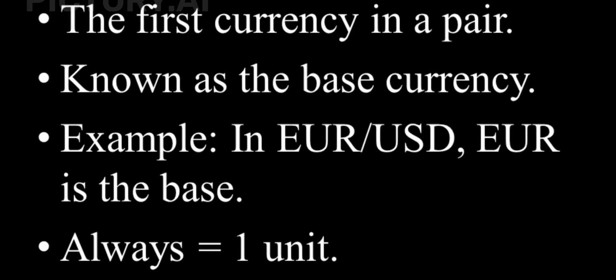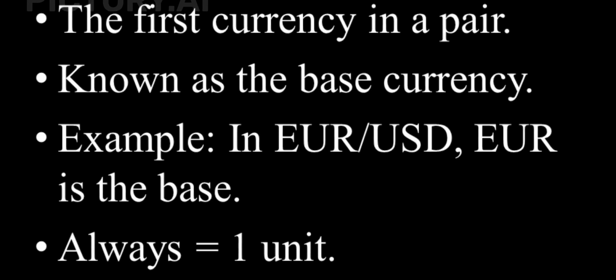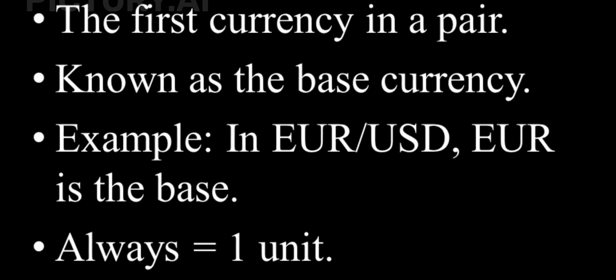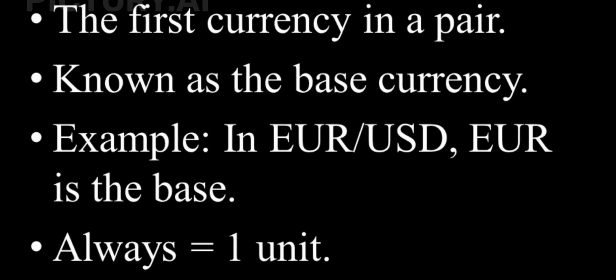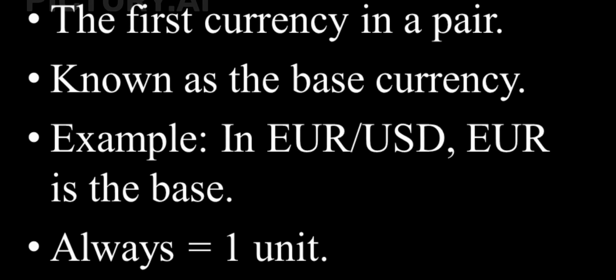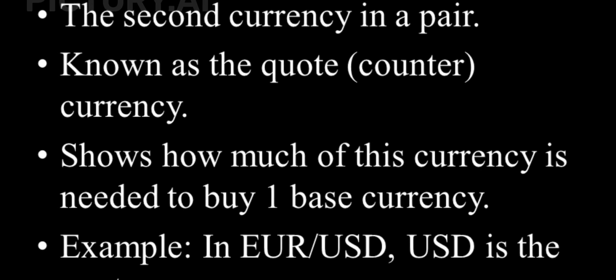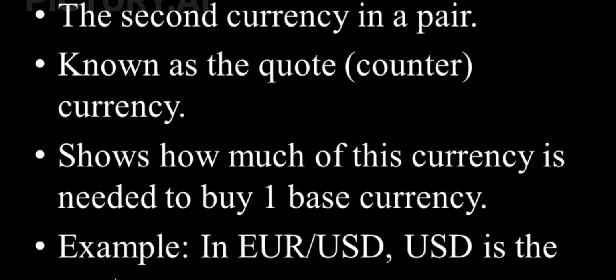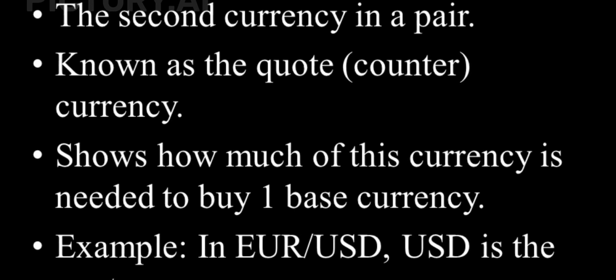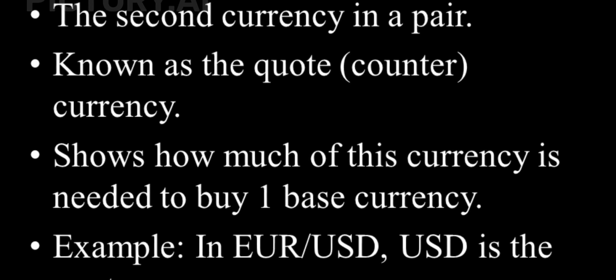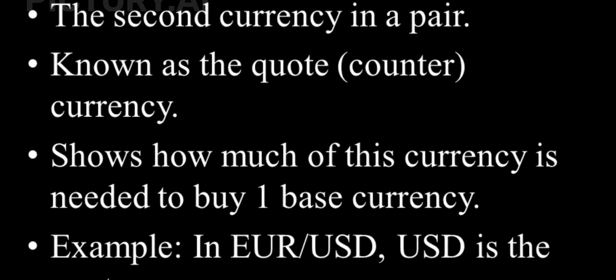In any currency pair, the first currency is known as the base currency. For example, in the euro to US dollar pair, the euro is the base, always equating to 1 unit. The second currency in a pair is the quote currency, indicating how much of it is needed to purchase 1 unit of the base currency. In the euro to US dollar pair, the US dollar is the quote.